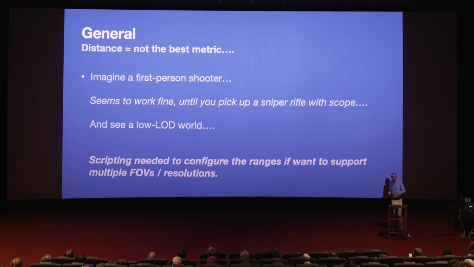If you set all the things that we've gone over now up correctly, everything works, life is good. But you're implementing a first-person shooter, you pick up a sniper rifle, look through the scope, and everything is in the lowest LOD. Not so good, eh? So that's something to keep in mind. So you'll need scripting to configure the ranges, which is okay for a few nodes. But if you have like 10,000 trees, and you pick up a sniper rifle and have to iterate over 10,000 nodes, not so much.